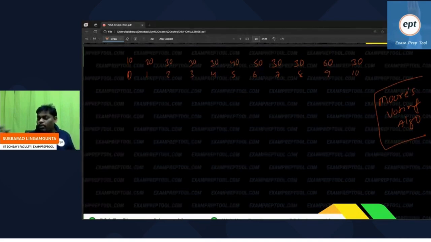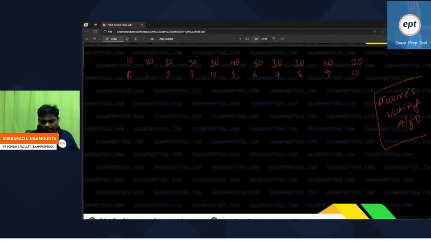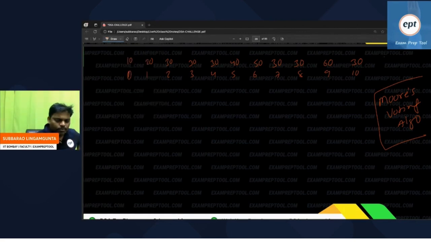Anyhow, something related to voting. But don't bring in voting, which is a complex area. Elections and politics are a dangerous area. Don't bring that story here. This is also called Moore's voting algorithm. I am going to explain how it works. Very simple story. So let me change the color. Very simple.